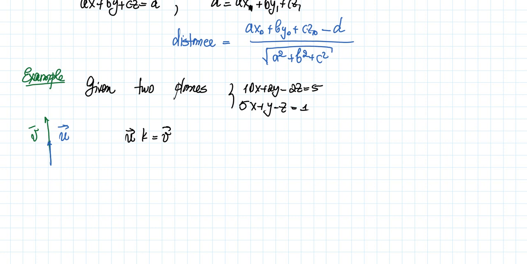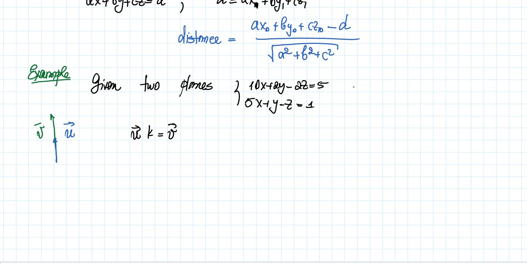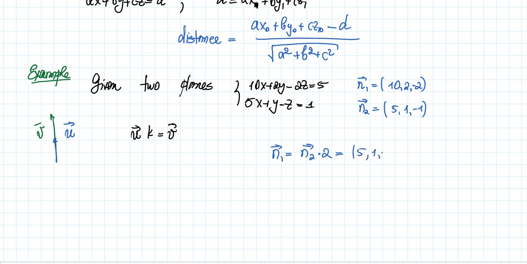Okay? So now, could you please tell me what is the normal vector of the first plane? 10, 2, minus 2. What is the normal vector of the second plane? 5, 1, minus 1, right? So are they parallel, by the way? They are parallel, right? Because you can obtain n1 by multiplying n2 by 2. Indeed, if you multiply all the components 5, 1, and minus 1 by 2, you will get 10, 2, and minus 2, right? So by scaling n2, you can obtain n1. It means that they are parallel, right?